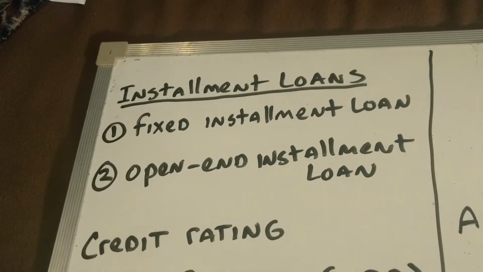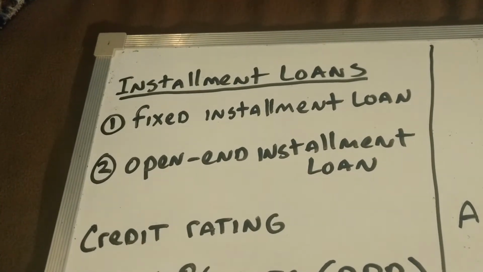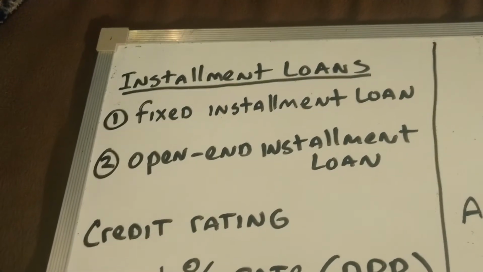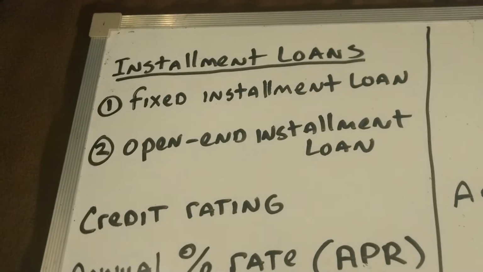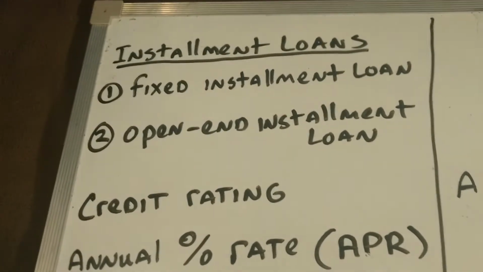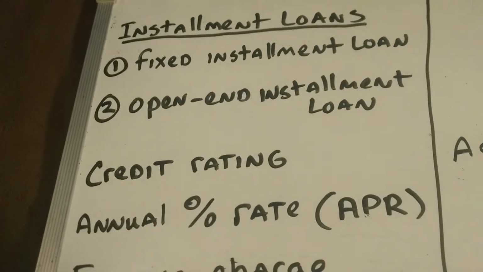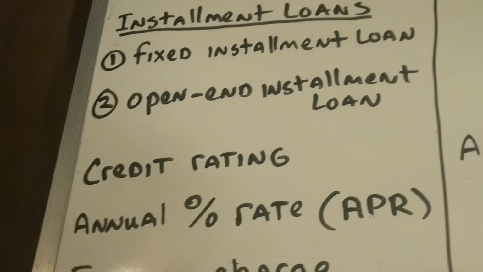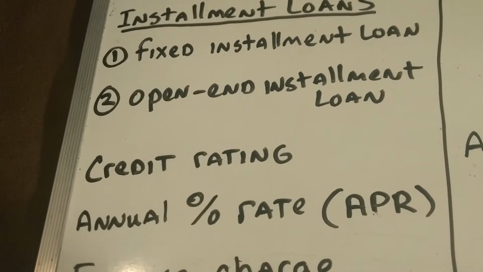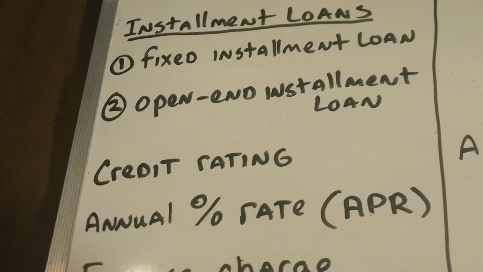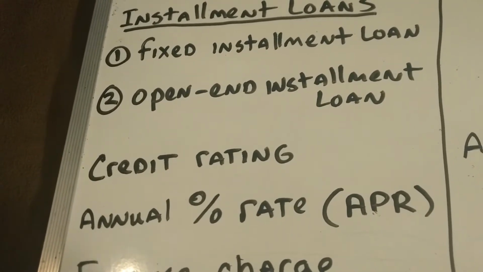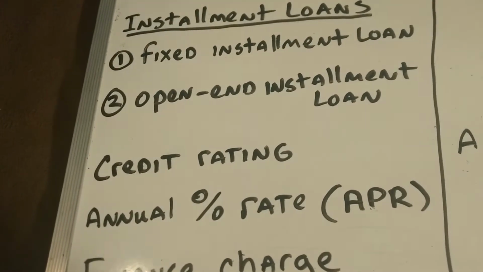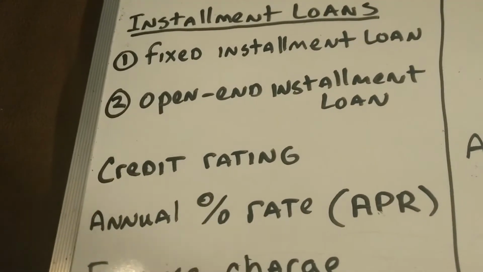First type of installment loan is a fixed installment loan. This is where your interest rate is fixed and they figure out your payment per month, and your payment doesn't change. An open-end installment loan is one like your credit cards, where your minimum payment can change because it's based on the balance that you have for that day.